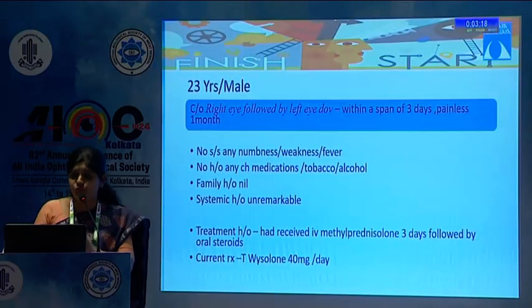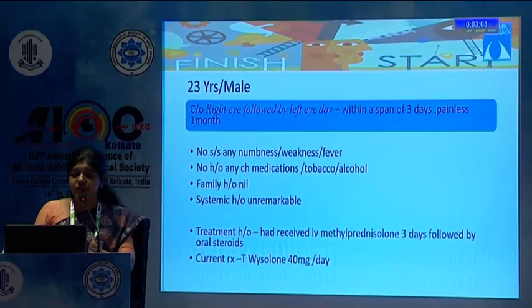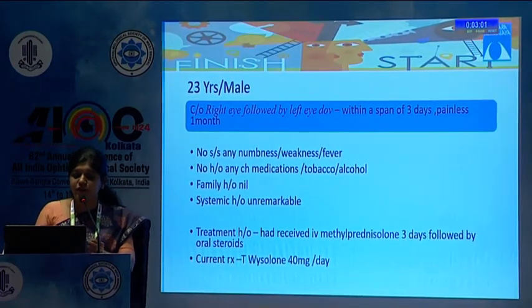So let me finish with an interesting case. A 23-year-old male came with diminution of vision in the right eye followed by the left eye within a span of 3 days. It was painless, for the past 1 month. There was no other history of any numbness, weakness, or fever, and he's a teetotaler. There were no chronic medications. Family history was unremarkable. Systemically, he was fine. He had received IV steroids for 3 days followed by oral steroids, and he was on oral steroid 40 milligram when he presented to us.